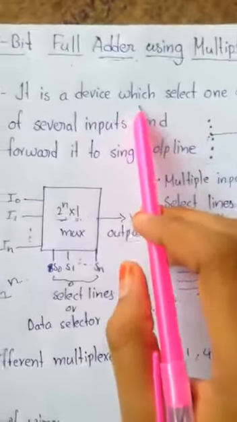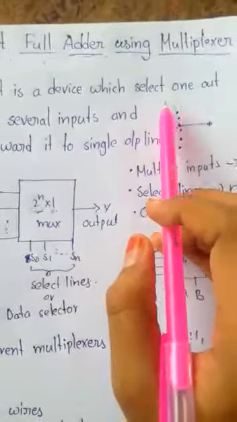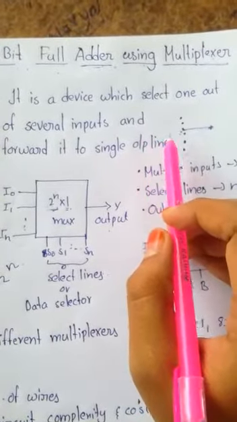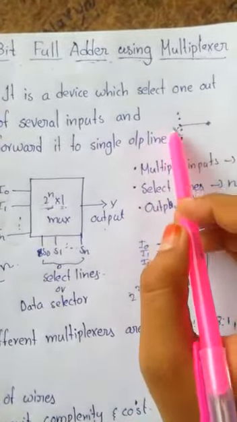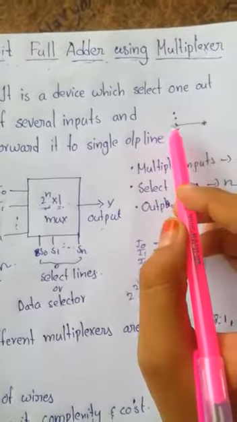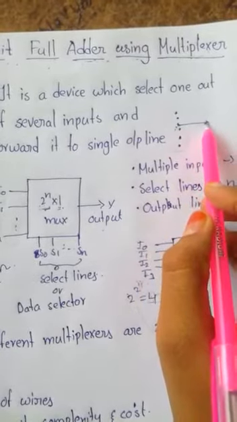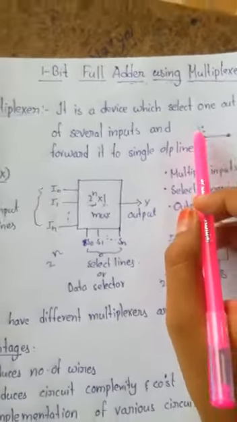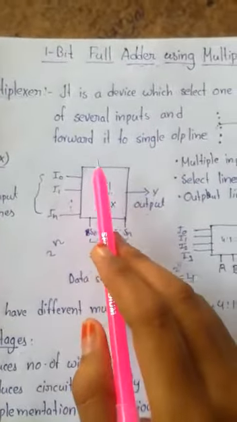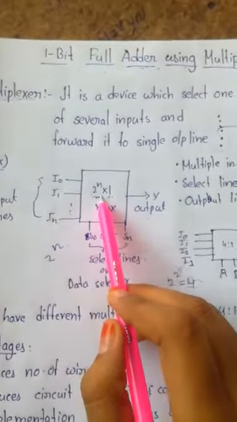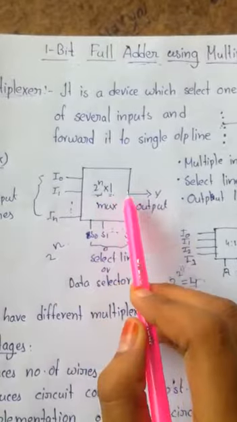A multiplexer is a device which selects one out of several inputs and forwards it to a single output line. For example, here we have different inputs, and we select one input and forward it to the output line. It is also known as the mux. A mux is a combinational circuit which takes 2 power n inputs and provides one output.